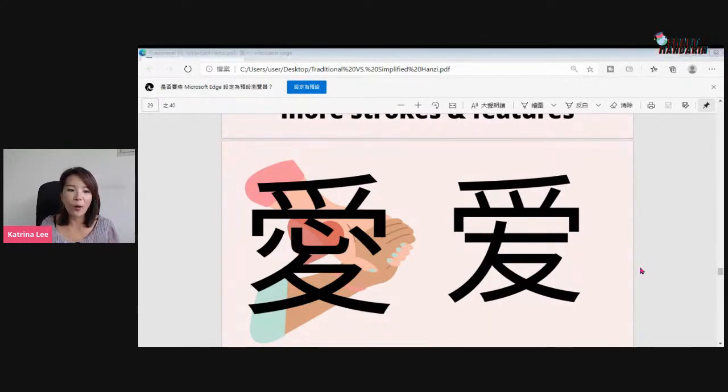You know, how can you take a heart from love? If you don't have a heart, how can you love? This one doesn't make any sense for simplified characters. This is also one of the reasons I don't teach simplified, because it doesn't make any sense to me. Even if I know how to teach, I cannot convince myself to make my students love simplified characters. Sorry about that. I'm so sorry.